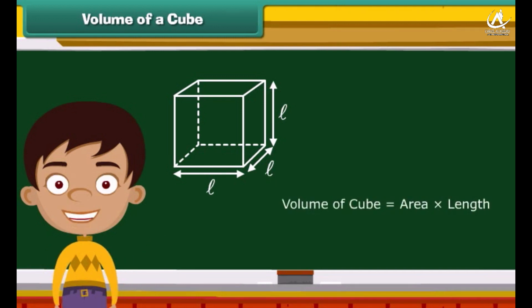To find the volume of the cube, we just need to multiply the area A with L. Hence, by multiplying these three L's together, we get L cube. Therefore, the formula for the volume of a cube is L cube.